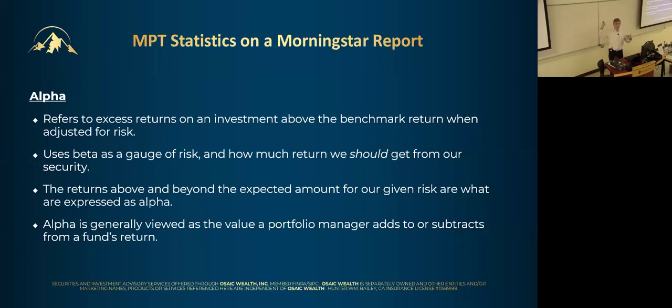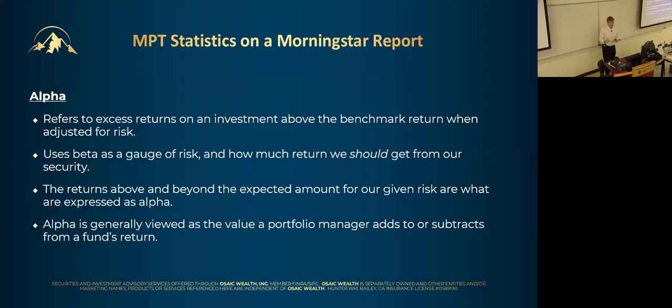And if it returns more than the S&P 500, the difference between what the S&P did and what the individual stock did, that's going to be our alpha. That's our extra return that was given based on the level of risk we were taking. So the returns above and beyond the expected amount for our given risk are what are expressed as alpha.